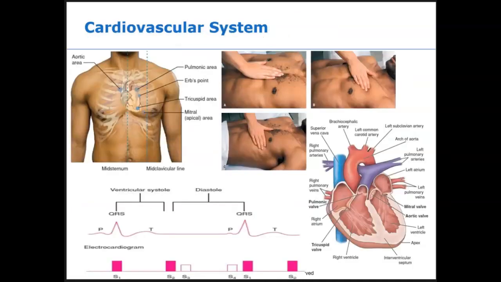Top left figure represents the precordium with the traditional cardiac landmarks and areas to auscultate. Top right figure represents the area to palpate over the precordium, with A being the aortic area, B being the pulmonic area, and C being the apical or mitral and tricuspid valve area. Bottom left figure represents how to palpate the carotid artery, medial to the sternomastoid muscle in the neck between the jaw and the clavicle.